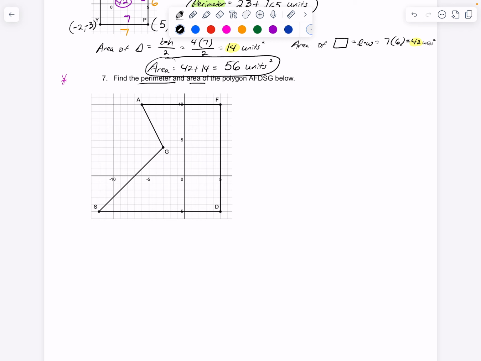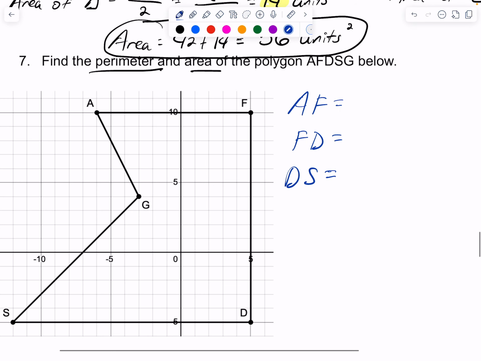So the first thing I notice is that some of the sides of this polygon are horizontal or vertical. So I'm just going to count to find those. So I know AF is horizontal. I see FD is vertical, and DS is horizontal. So I can actually just count. Don't have to use the distance formula. So let's do AF. 1, 2, 3, 4, 5, 6, 7, 8, 9, 10, 11 units for that one.